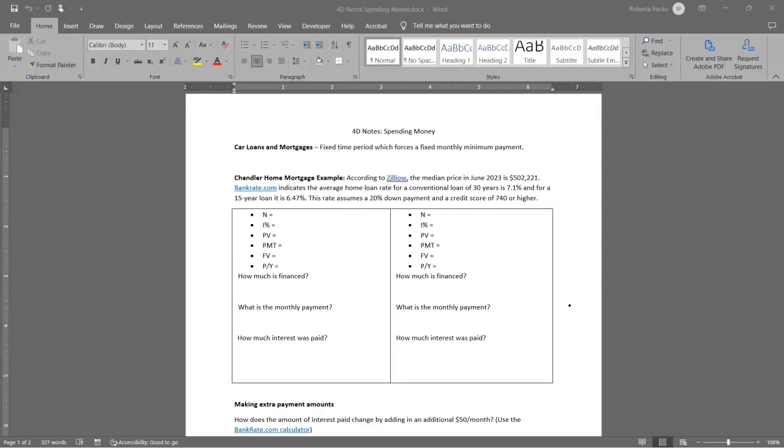And so we're going to look at an example of just how you put this in the calculator, how you use the TVM solver to calculate the differences between saving and spending our money.